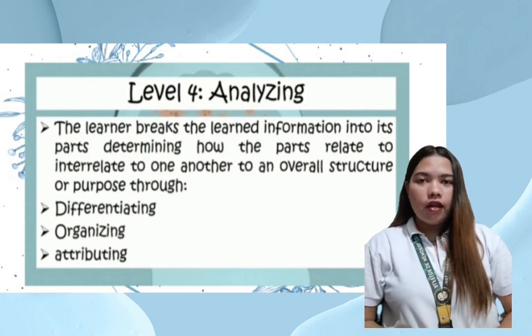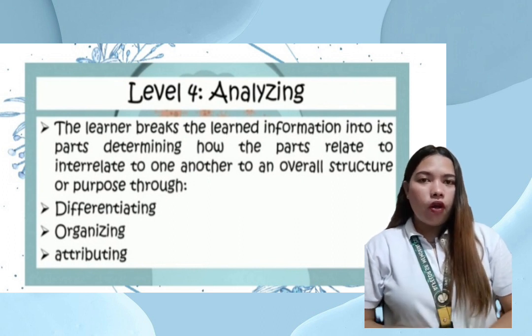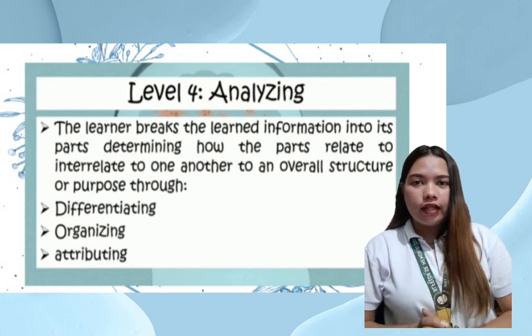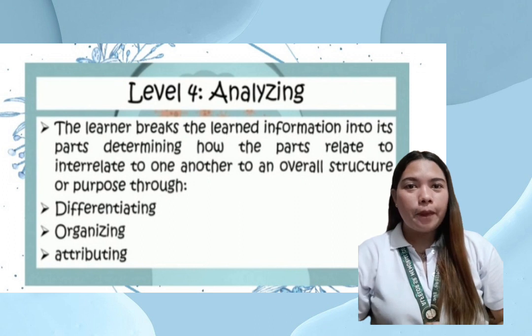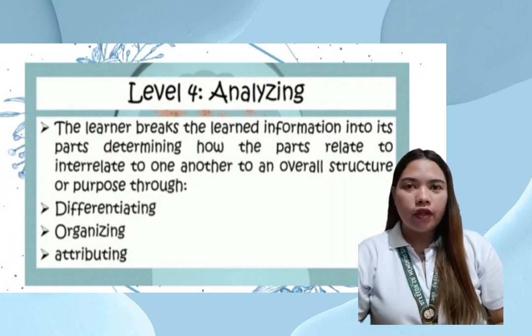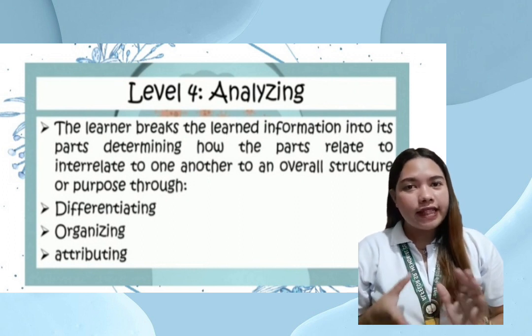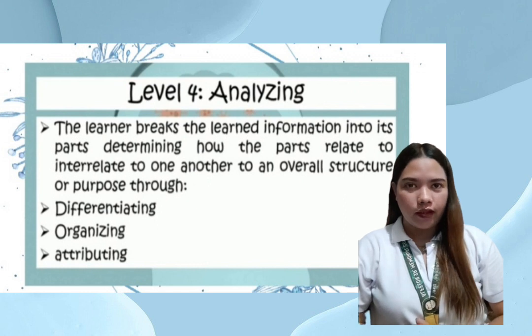Level 4, analyzing. The learner breaks the learned information into its parts, determining how the parts interrelate to one another, to an overall structure or purpose, through differentiating, organizing, and attributing. So in analyzing, the information must be taken apart piece by piece, and each part of the idea must be examined. Differentiating is knowing the differences or comparing. Organizing is arranging. And attributing is for what purpose, or for whom, or who will benefit.